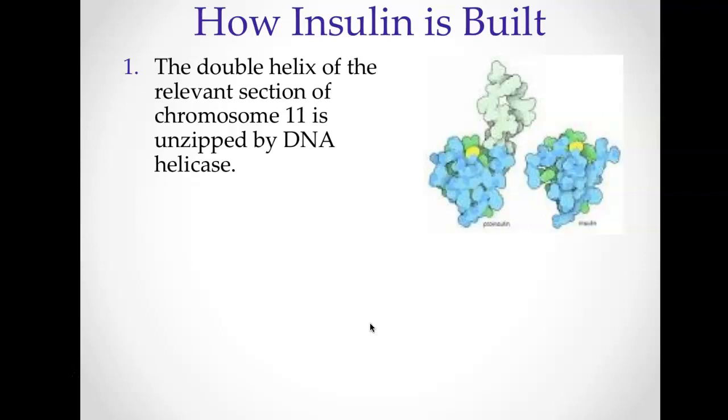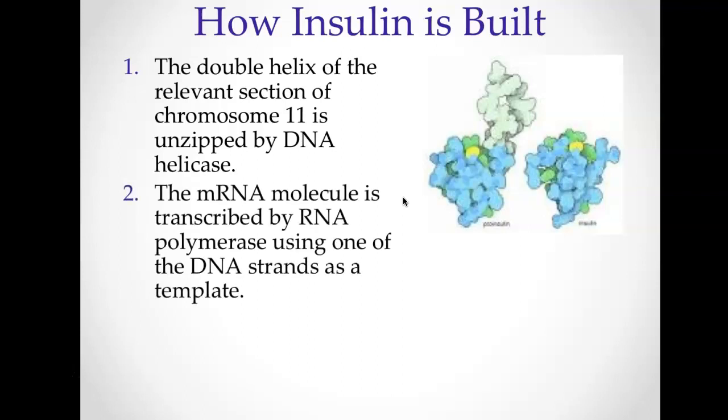So let's go through the steps of how insulin is built, and this will help review you on the steps of transcription and translation. So the double helix of DNA is unzipped by helicase. So helicase actually does help unzip DNA so that RNA polymerase can do its thing. All right.